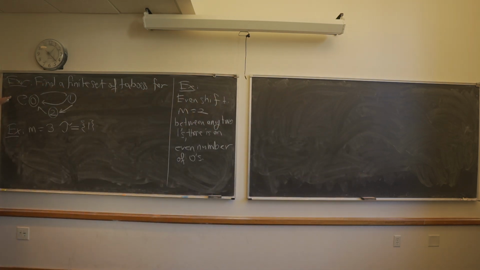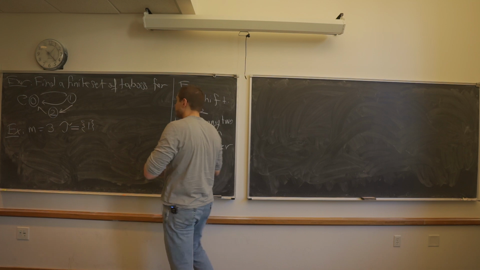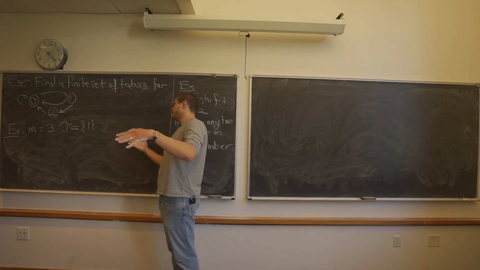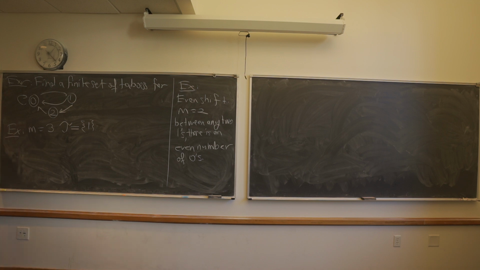So here's a very nice exercise. Looking at this topological Markov chain, or the SFT for it, I just claimed that this is an SFT. But for a shift to be an SFT, or a subshift of finite type, it has to have finitely many taboo words. That is to say, you should be able to define it by forbidding only finitely many words. So it's a very nice exercise to find one finite set of taboo words for this shift.